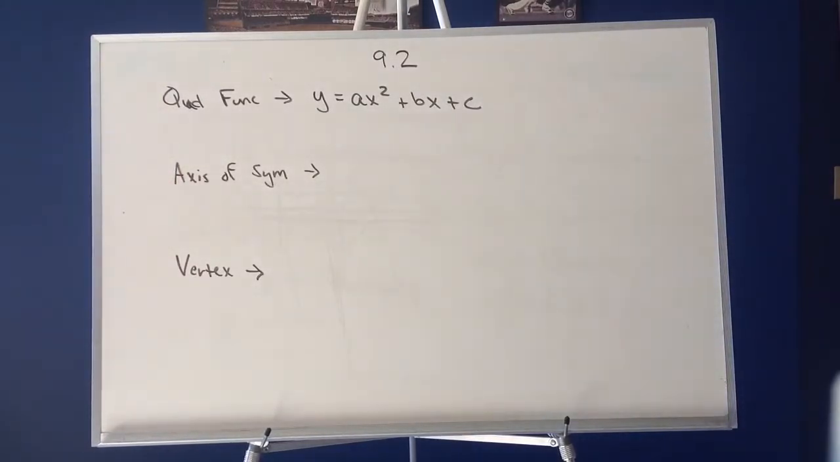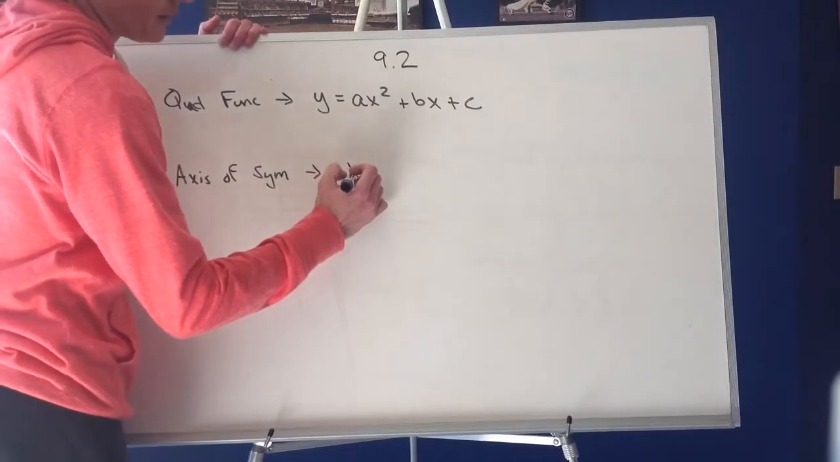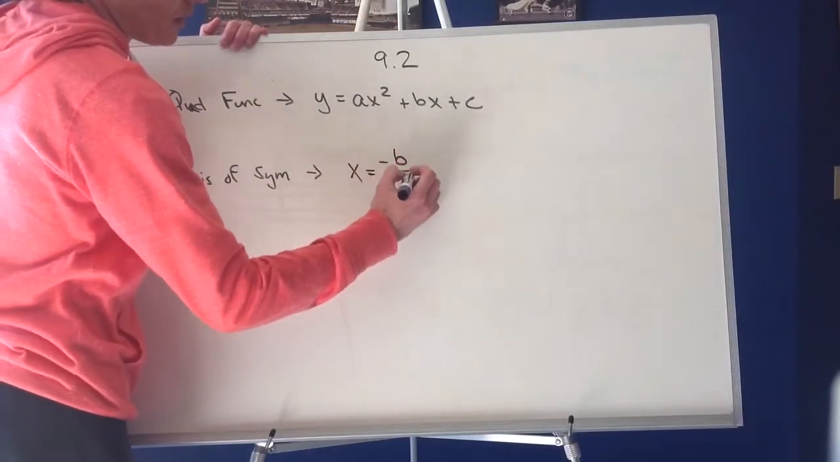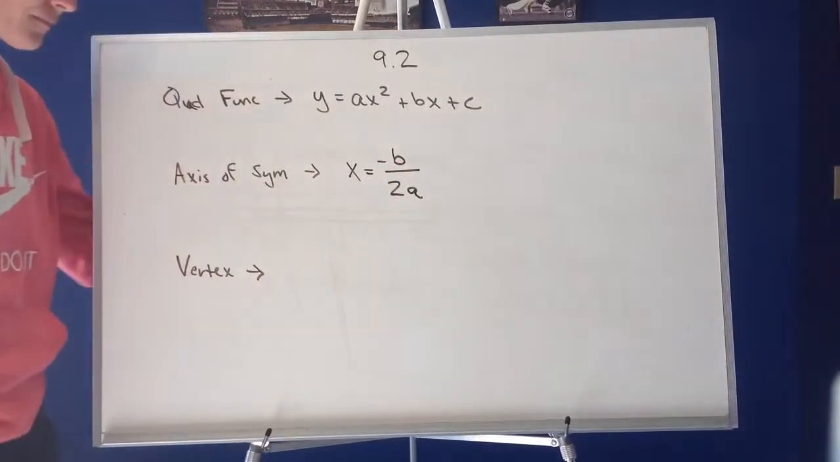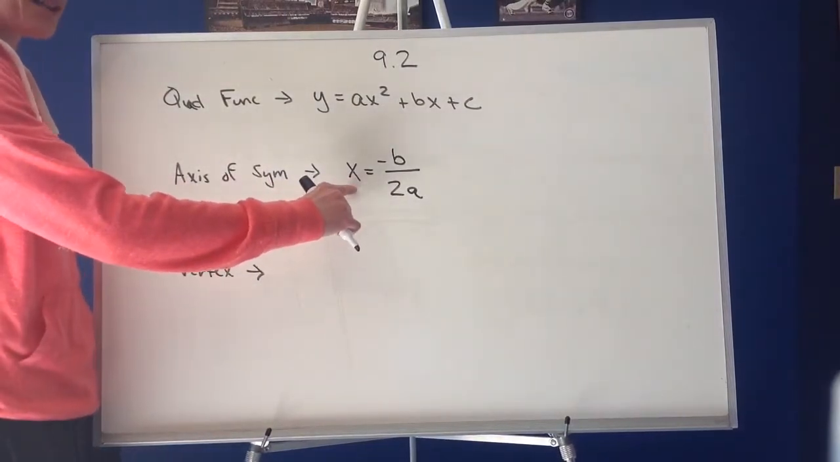The way we find the axis of symmetry and the vertex when it's in standard form is there's actually going to be a formula that we're going to use. To find the axis of symmetry, we're going to use the formula x equals negative b over 2a. Remember, axis of symmetry is a vertical line, so it's always in the form x equals.